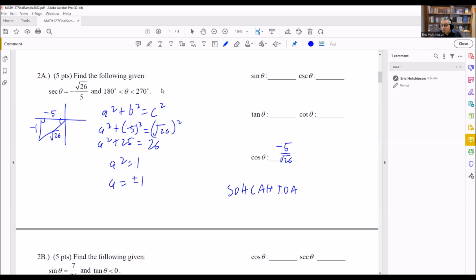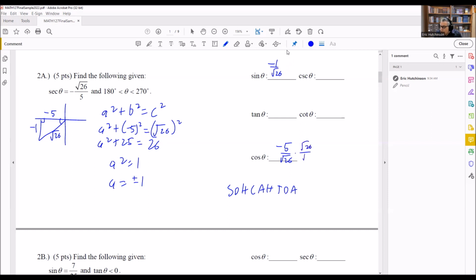Okay, so sine is opposite over hypotenuse. The opposite is -1, and the hypotenuse is root 26. So we get -1 over root 26. Now these two things, let me go ahead and rationalize both of these. We do it the same way. We're going to multiply top and bottom by, actually, let me do it down. I'll show you the work down here because there's going to be a little bit more room for us here.